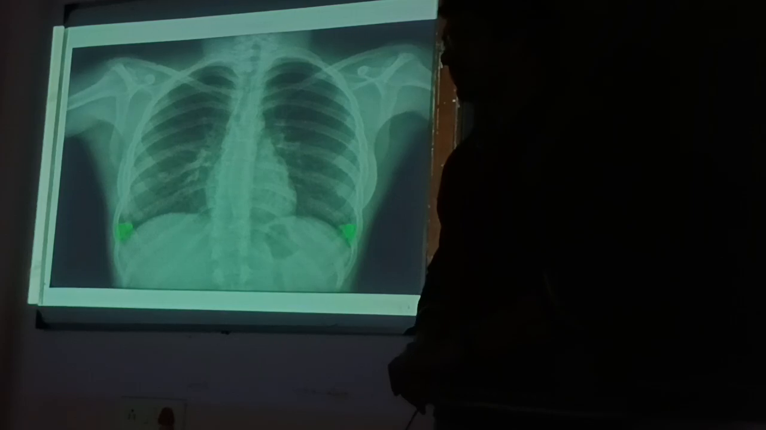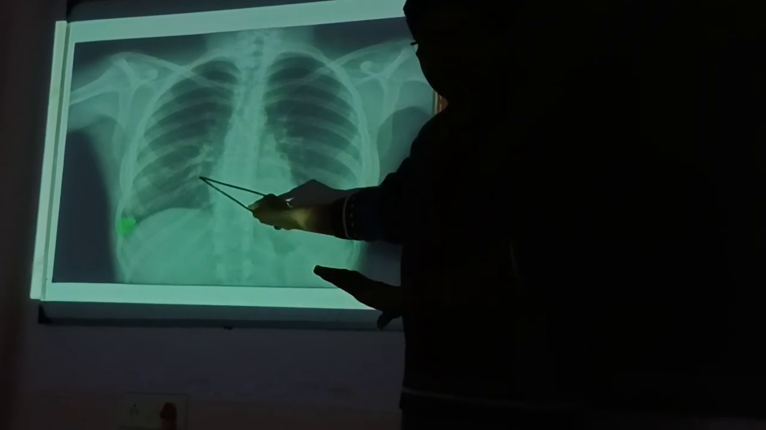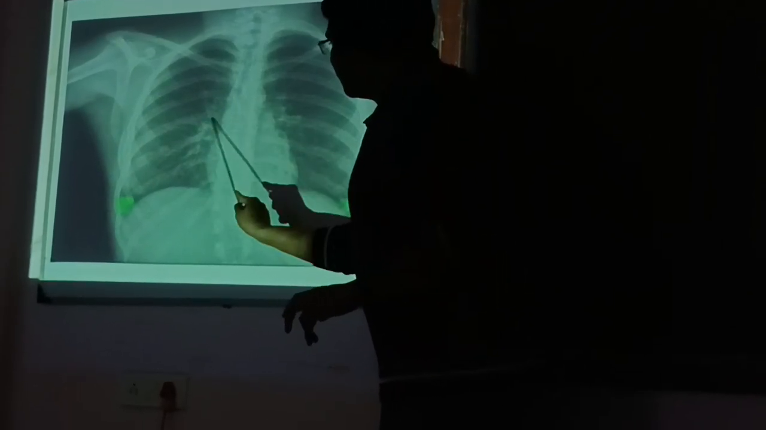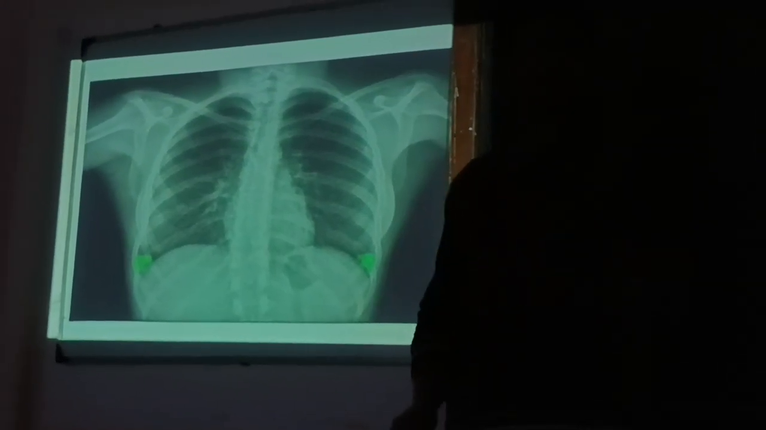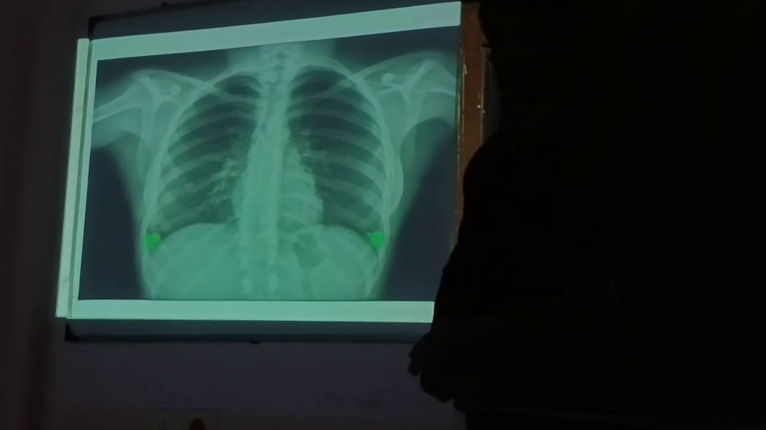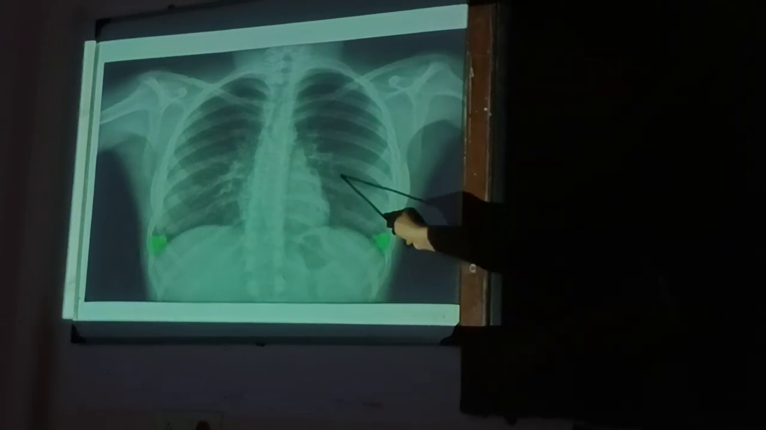Lymph will be passing through the nodes. So these are the hilar lymph nodes, and these lines are nothing but the bronchial vessels or pulmonary vessels. We can't differentiate, but these are the vessels. You can see these vessels are going through the lung, above and below.